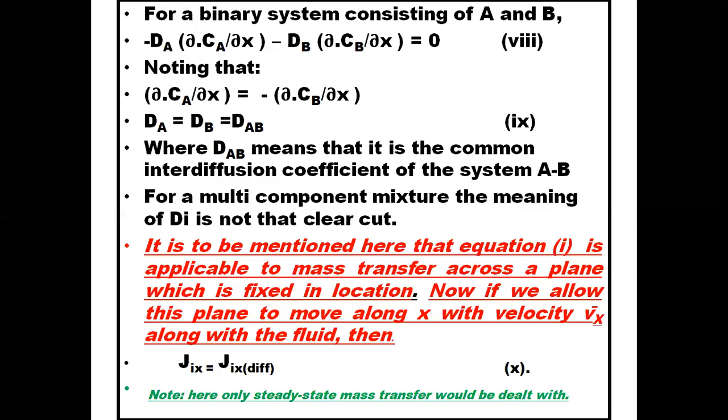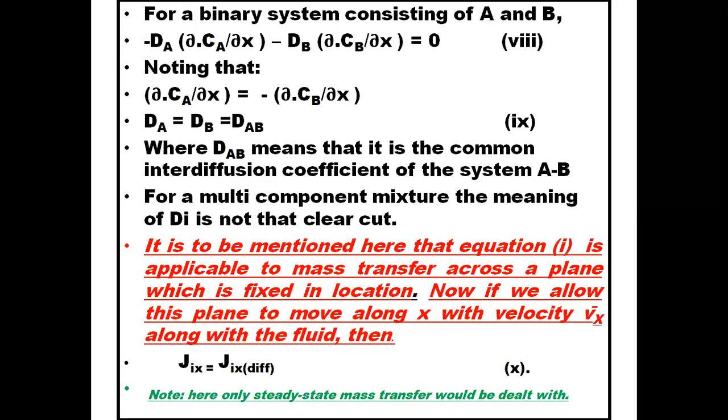Let's consider two components for a binary system, A and B. In that case, this expression can be written as DA dCA by dx plus DB dCB by dx equals 0, noting that dCA by dx is equal to minus dCB by dx. Sometimes some terms come out negative. Why is a negative term there? As the process or reaction proceeds, the concentration of the reactant gradually decreases. That's why sometimes it comes out negative. Now DA equals DB equals DAB in the case of equilibrium. So DAB is the common interdiffusion coefficient of the system AB as a whole.